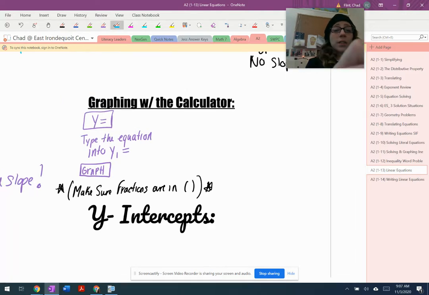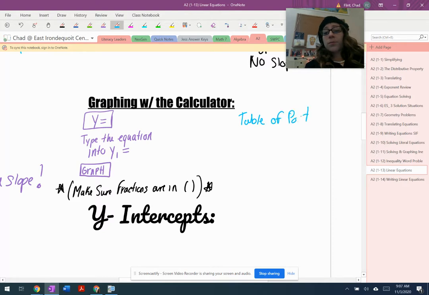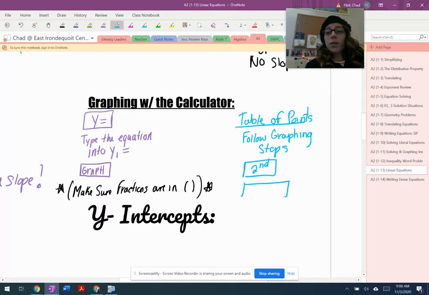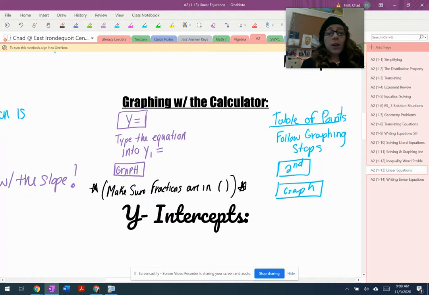Remember, you can get a table of points in your calculator by following the graph steps, and then just hitting the second button and graph to get to table. And I'll go through that right now.